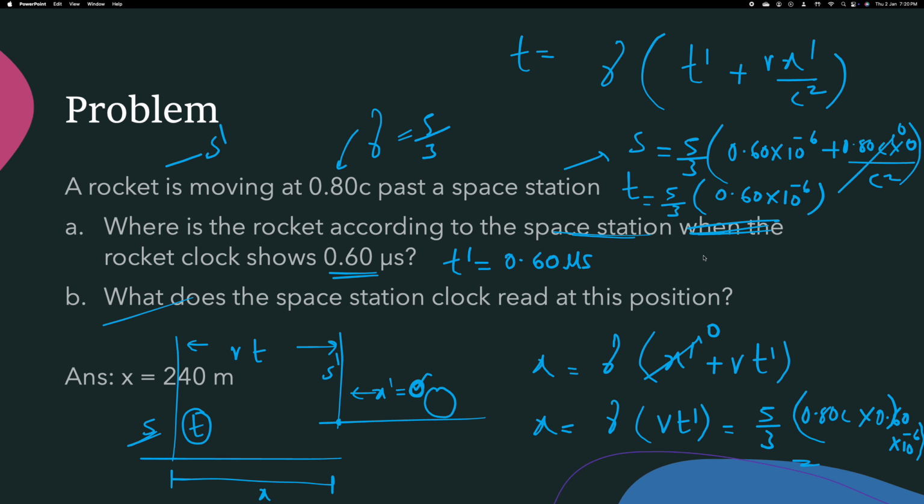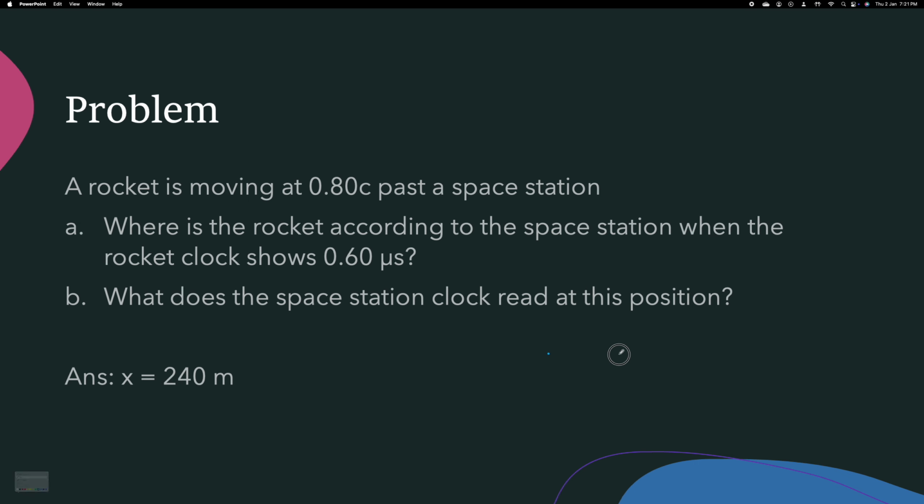What does this look like? It looks like t is a gamma factor times t prime, no? What does it mean? It means the time shown on the clock with respect to the space station is larger than the time shown on the clock with respect to the rocket. What does it mean? For example, there is a rocket.